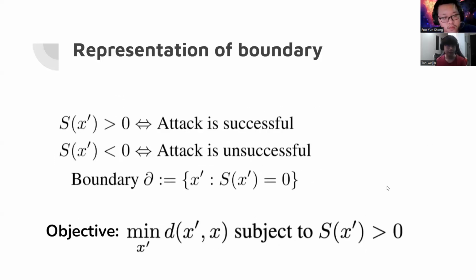S is positive if and only if the attack is successful. The boundary is defined as the set where S is 0. The objective can now be written as a representation, minimizing a certain distance metric subject to the constraint that the boundary function S is positive.